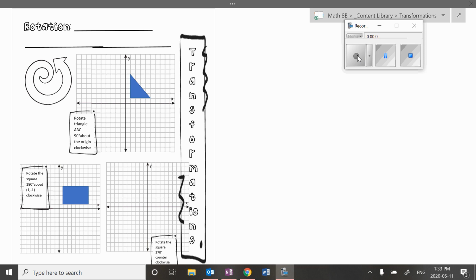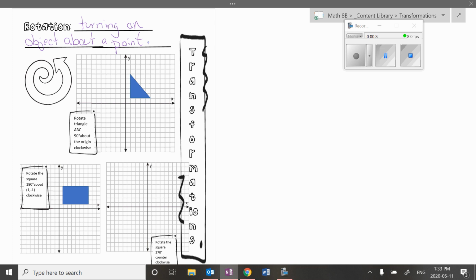The last type of transformation we're going to be talking about are rotations. Rotations are turning an object about a point. Rotations can be quite tricky and challenging, so take your time with them. There's a little bit of language we need to be aware of.